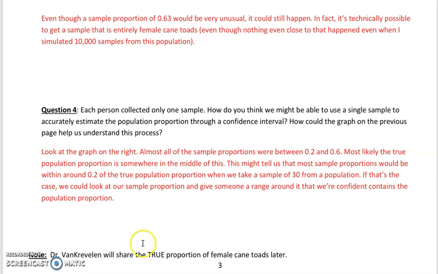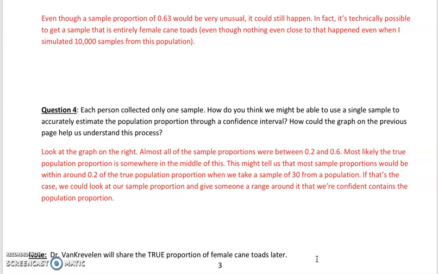So a little bit later in the notes, I'll share the actual true proportion of female cane toads. But for now, even with your sample, you can probably start to come up with a guess. You can start to figure out, well, it's probably around this, and most people are getting sample proportions that are within about 0.2 or so of that number. And so you might have an idea for the range that this population proportion is in. And again, there's thousands and thousands of cane toads. You looked at 30 of them, and you're already getting some information about that whole population.